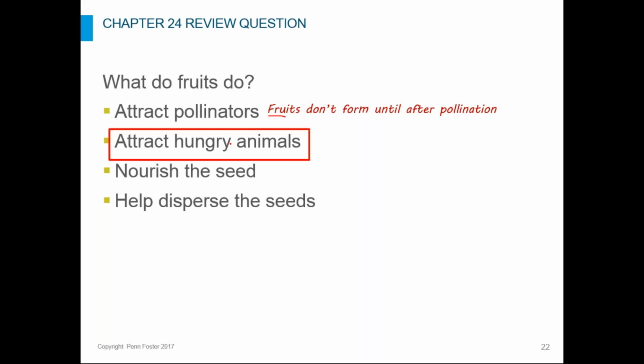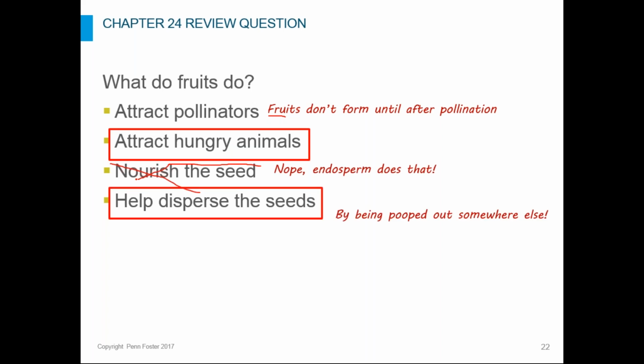Attract hungry animals, though, they do that. So remember, fruits are full of sugar, they're sweet, they're brightly colored. The idea is to attract an animal, to get it to eat it, and eat those seeds. Fruits do not nourish the seed. They do not provide it any help in that way. But they do help disperse the seeds.